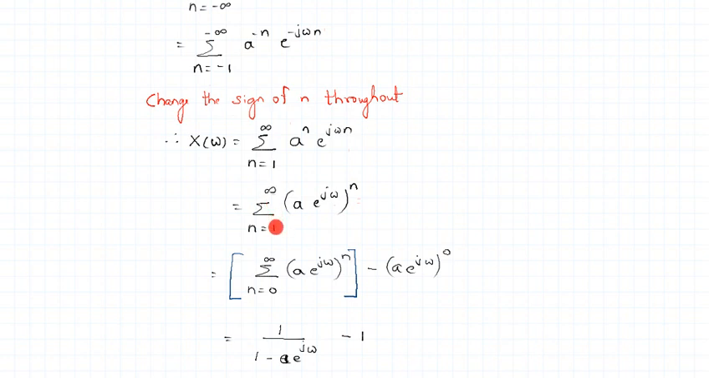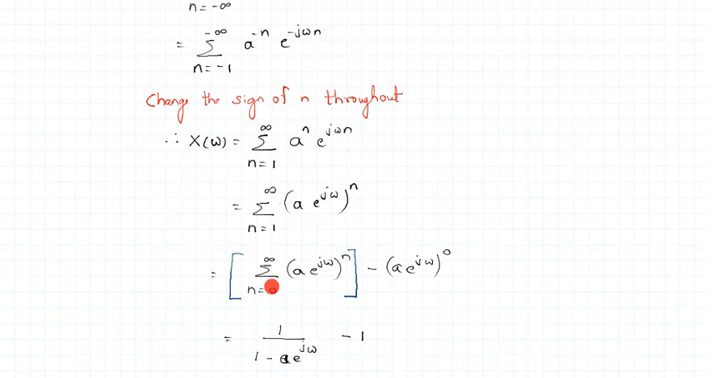We have an identity for the summation which goes from 0 to infinity. A raised to n becomes 1 upon 1 minus a. To fit this particular summation into that identity, the very first thing that we need to do is change the limits and let it go from 0 to infinity. Change the limit in such a way that it ranges from 0 to infinity. So that's what is done here.